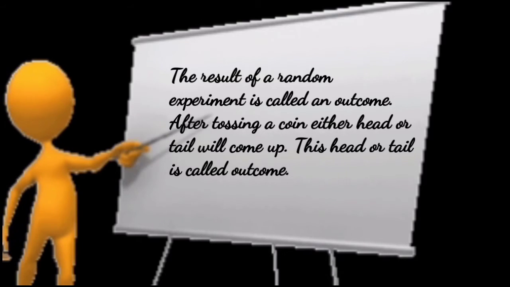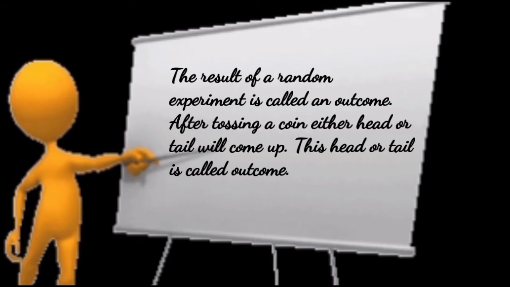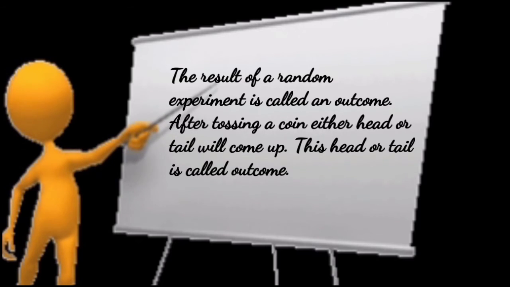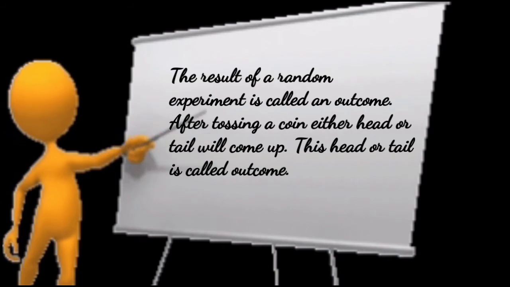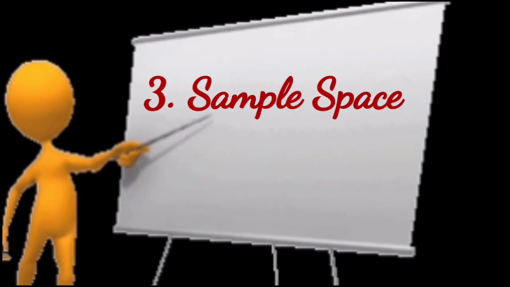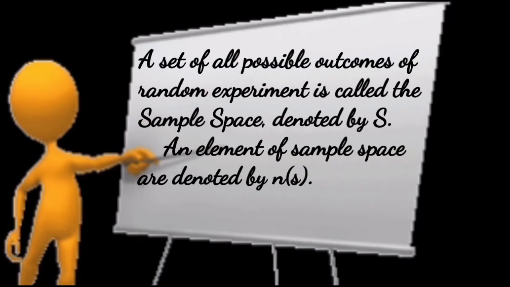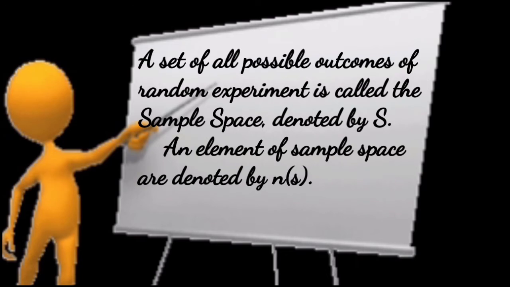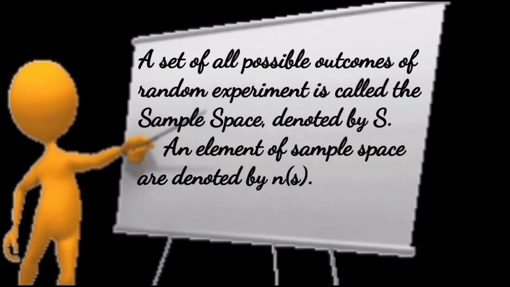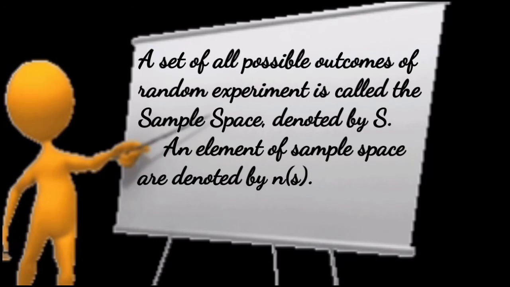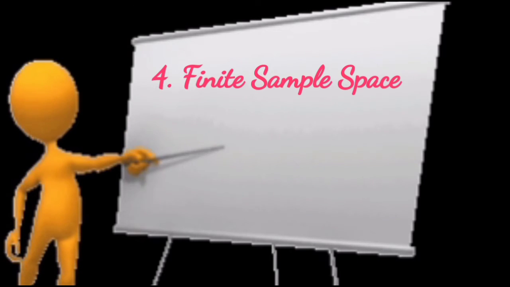Outcome. The result of a random experiment is called an outcome. After tossing a coin, either head or tail will come up. This head or tail is called outcome. Sample space. Let us study about sample space. A set of all possible outcomes of random experiment is called the sample space, denoted by S, and elements of sample space are denoted by n(S).